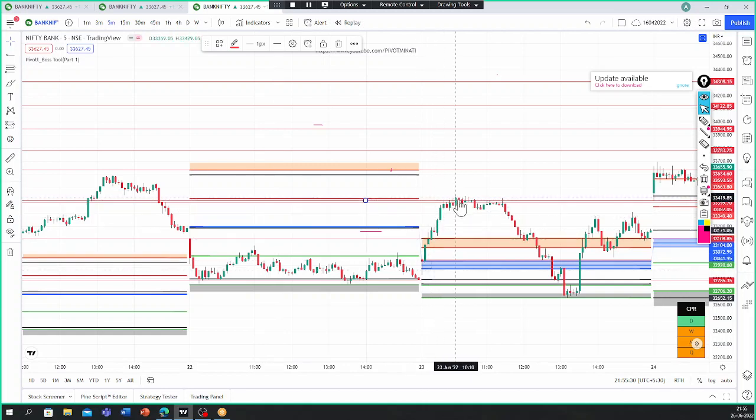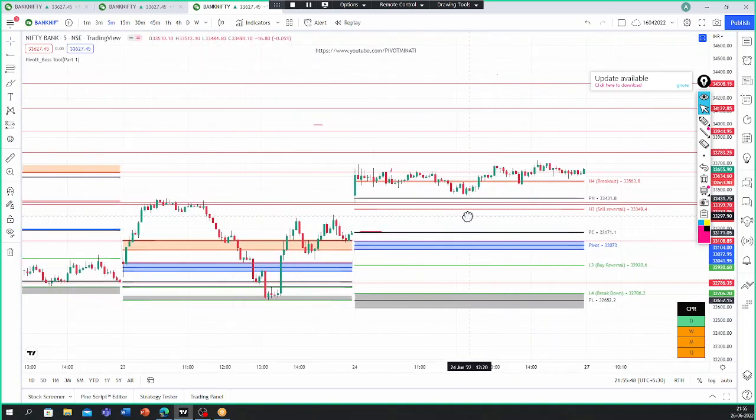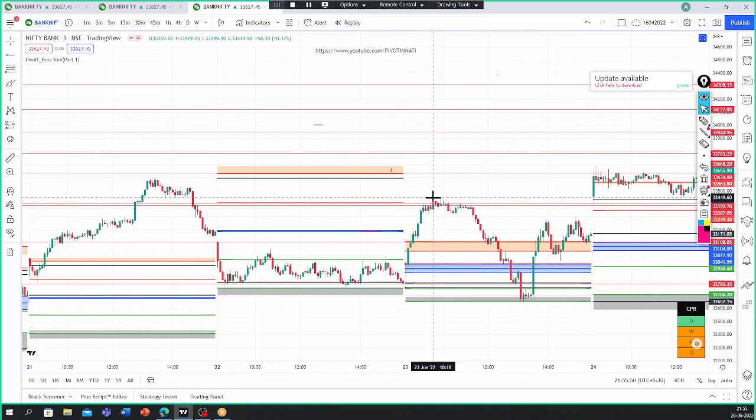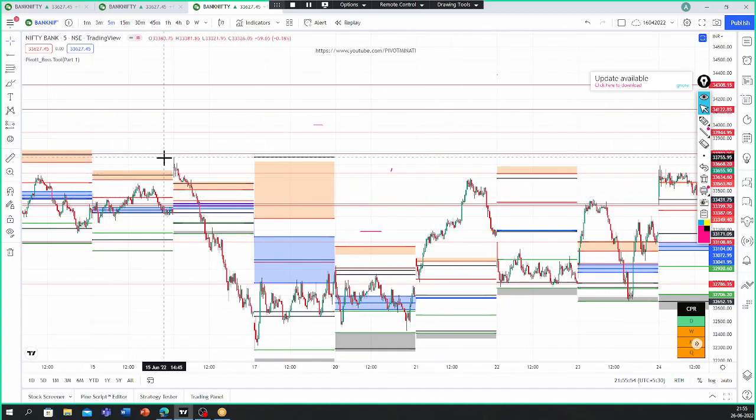So I posted a message in the group that previous support, previous resistance can act as a resistance again. And exactly, Bank Nifty started taking resistance here, and then slowly it moved down. Similarly, if you see here on Monday, right? Monday, what will happen? So you'll see here, this zone is very critical.